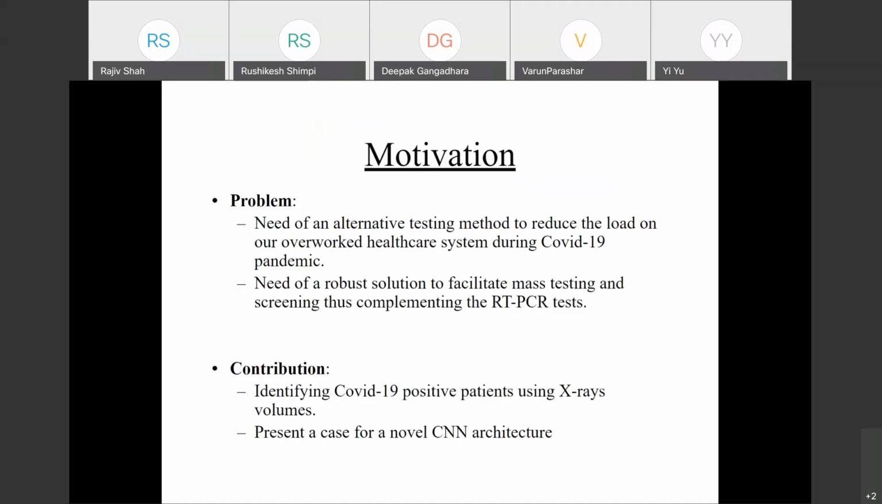X-ray images of COVID-19 positive patients along with pneumonic patients were used to train and validate a classification framework using the CNNs. During the course of the work, we also attempt to present a case for a novel CNN architecture inspired by state-of-the-art convolutional blocks.